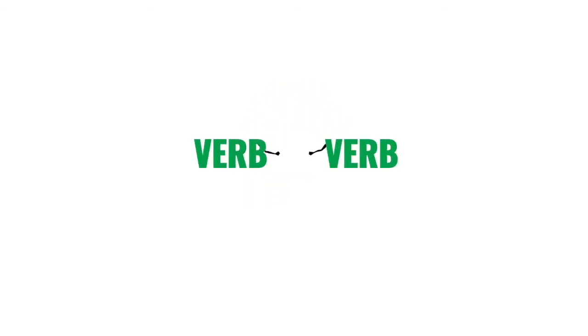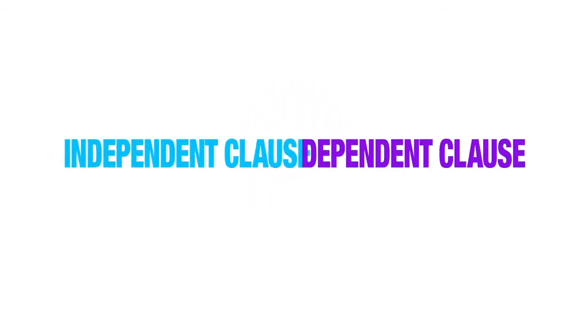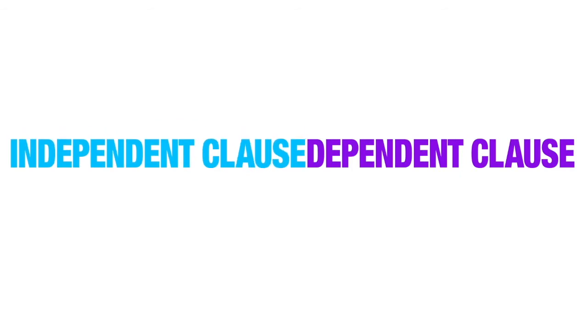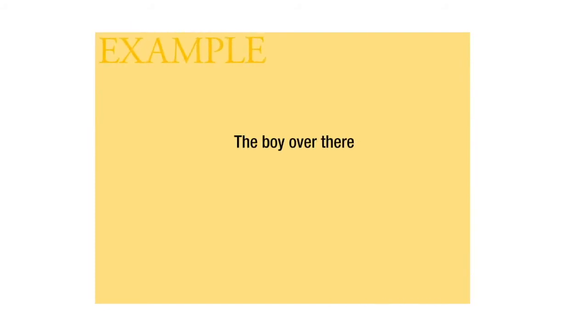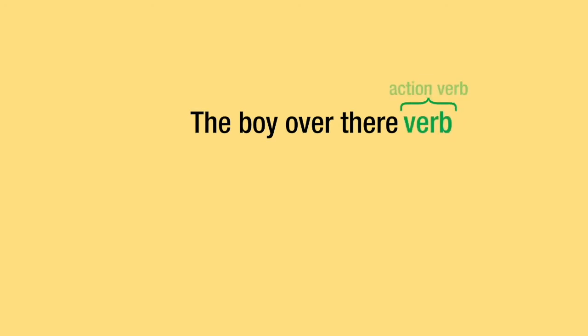Before you can master commas, semicolons, and even verb agreement, you must know the difference between an independent and a dependent clause. An independent clause can stand alone as a sentence. So let's take, for example, the boy over there. Well, this is not a sentence. There isn't even a verb. Let's give it a verb. Well, it could be an action verb.